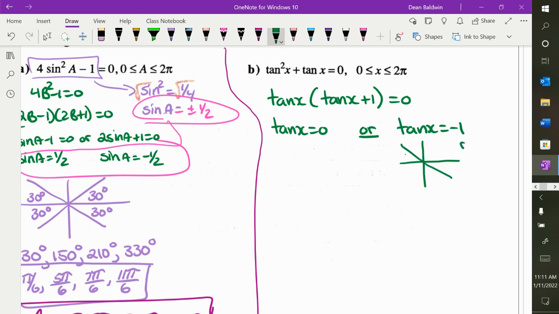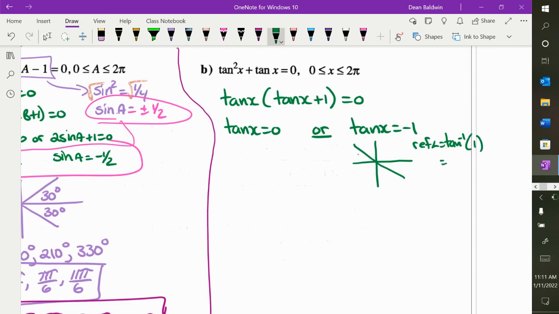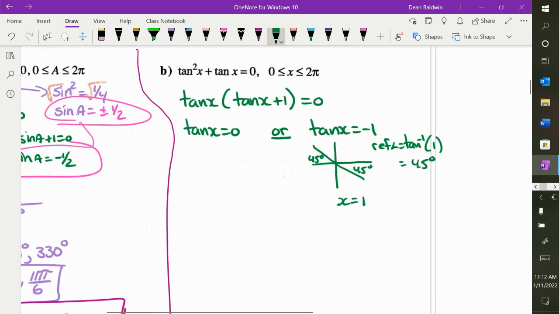What's my reference angle? 45 degrees. So what does x equal for this one? 135 and 315. So there's the two answers for that one.